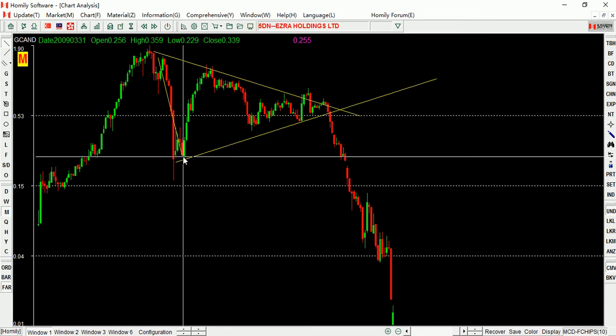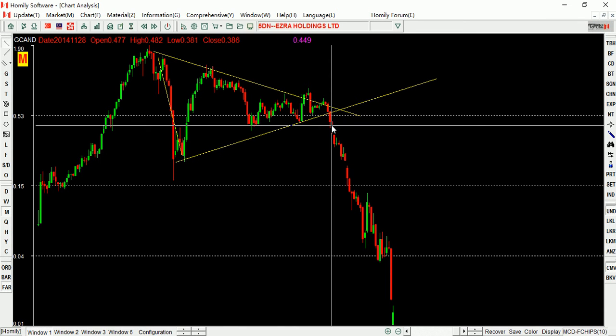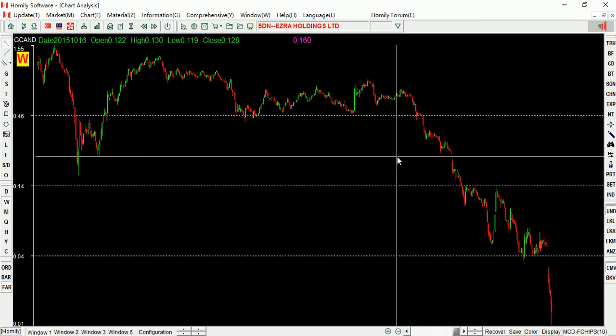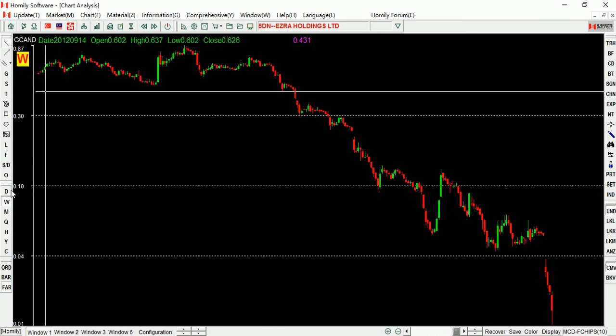If you see the price fall below the triangle pattern, what should we do? We'd better sell or stop loss. Okay, maybe you buy around here, but here you cannot earn money, right? You should stop loss. Okay, so this is the monthly chart. The weekly chart, wow, still down, right? Okay, so let's see the daily chart.